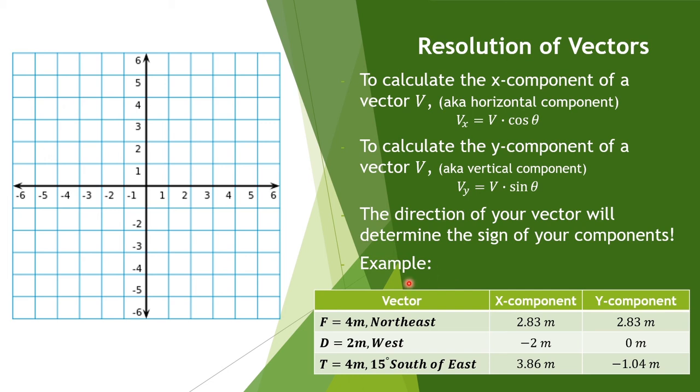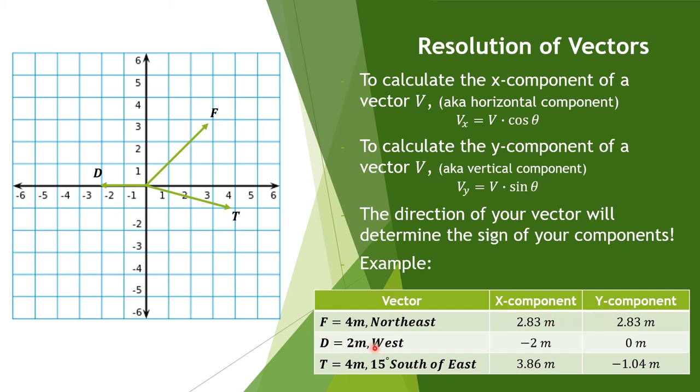Okay, so now we have three vectors: vectors f, d, and t. The x component of f is this, and the y component is this. How did we get this? We got this by substituting 4 into this, 4 times cosine 45. Where did I get 45? Because this is 45 degrees. It's exactly northeast, so that's 45 degrees. You try it out with the calculator, and you'll see that it comes out.